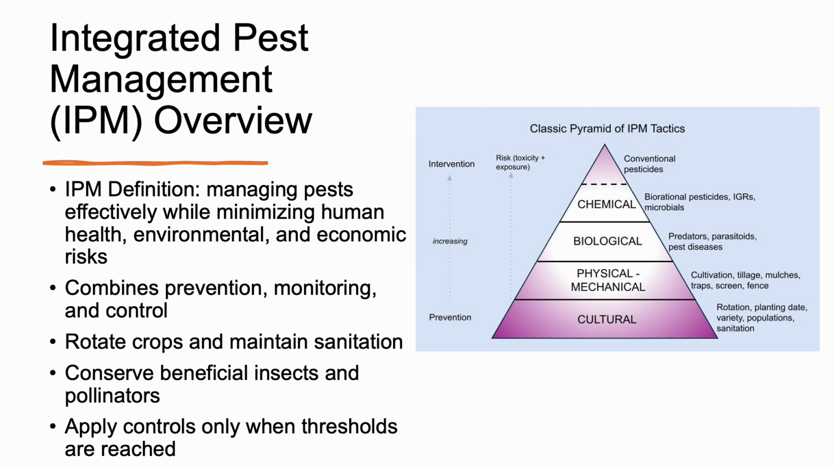More intensive controls, those that may have greater cost, broader impacts on non-target organisms, or higher toxicity, are used only when necessary. Chemical controls, including biorational and conventional pesticides, are used only after other methods are insufficient and are selected and applied to minimize risks while effectively managing the pest. This approach ensures that pest management is effective, economical, and environmentally responsible.